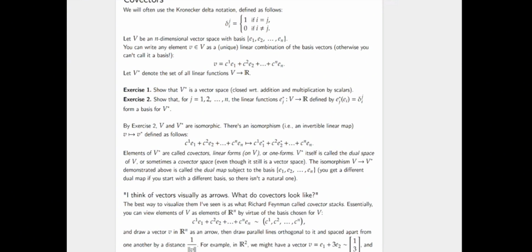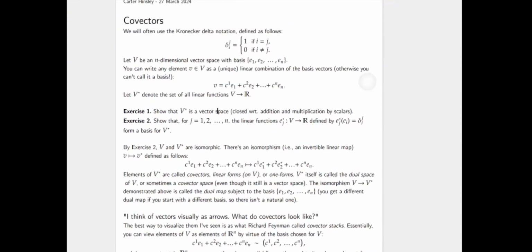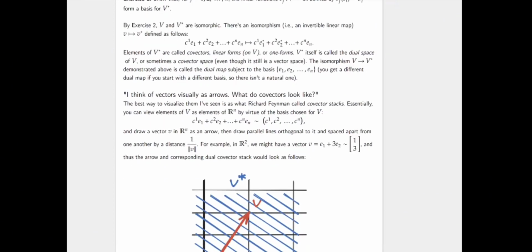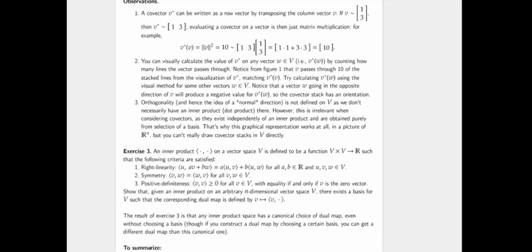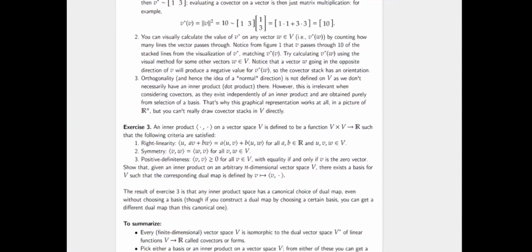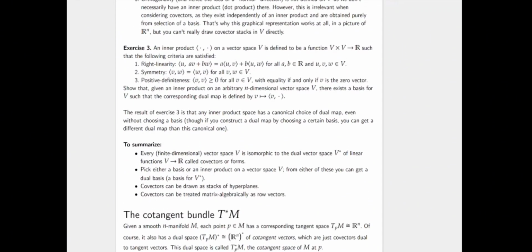Exercise 1 and 2 are done. Okay, 2 was actually covered by what we just did. Okay, so what is 3? I think this was a long one, so that might be the one I skipped. So what is it saying?